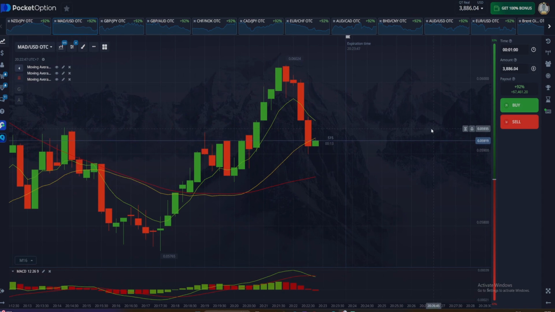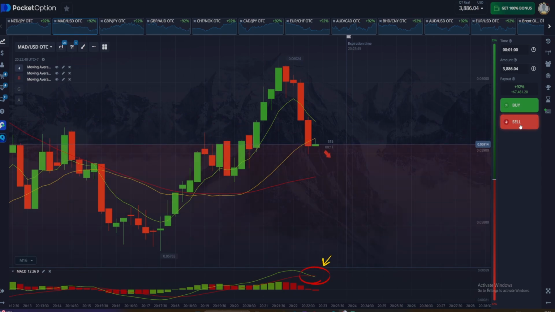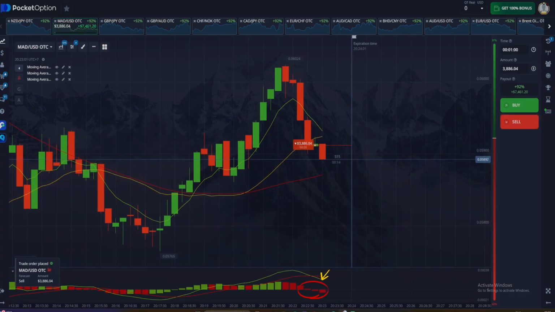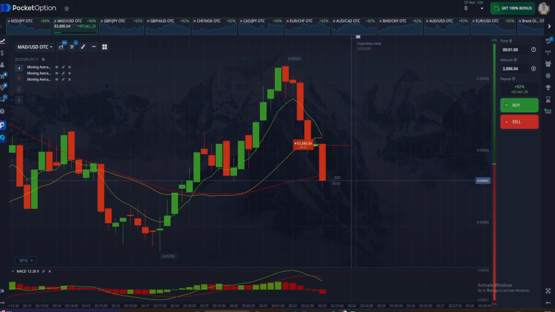Okay, I'm entering a sell position because there's a crossover on the MACD indicator, and at the same time, the moving average is also showing signs of an upcoming downward crossover. In addition, the red histogram on the MACD is getting larger, indicating that bearish momentum is strengthening. All these signals give strong confirmation that the price is likely to continue its decline. Let's see how it plays out.